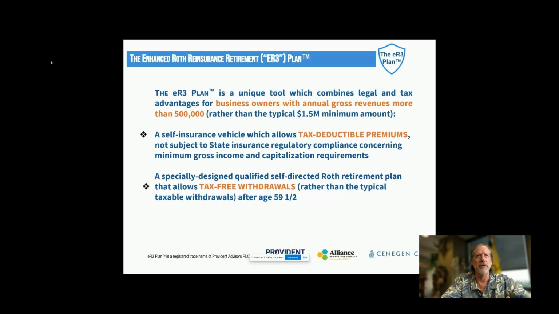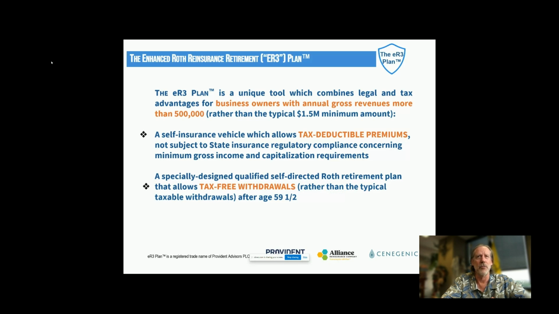This combination that we've created, we call it the ER3. It's an Enhanced Roth Reinsurance Retirement Plan. That is just a proprietary name that we put on this because of the unique nature of it. Ideally, you want to have gross revenues in a business around $500,000. There's not a hard and fast rule there, but that generally includes clients that have a little bit more cash flow to be able to do something with, and they're usually in a higher tax bracket, or they start creeping into the higher tax brackets.